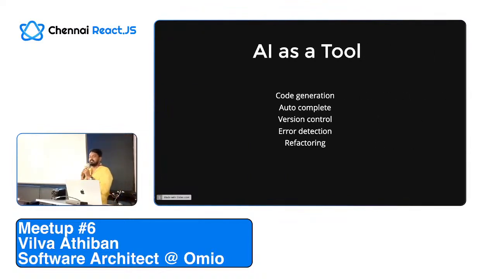Next, AI is a tool. Where can we use AI as a tool? Code generation, everybody knows about it. Autocomplete, everybody knows about it. But AI can be used in version control as well.